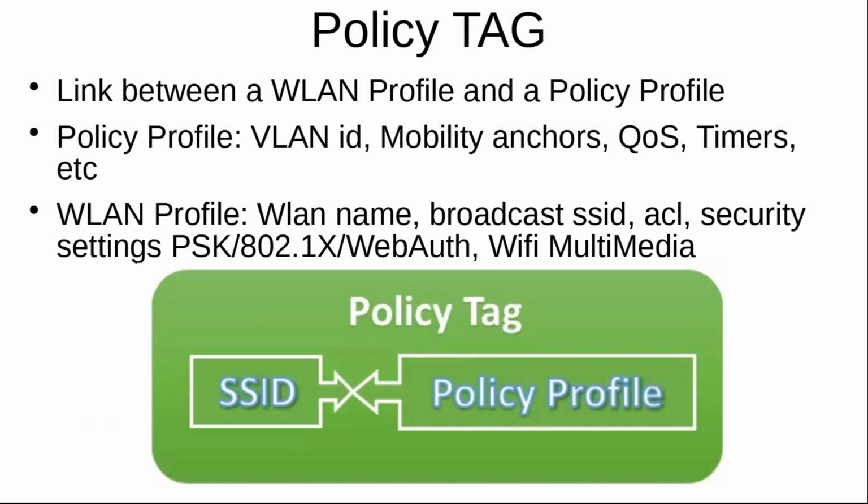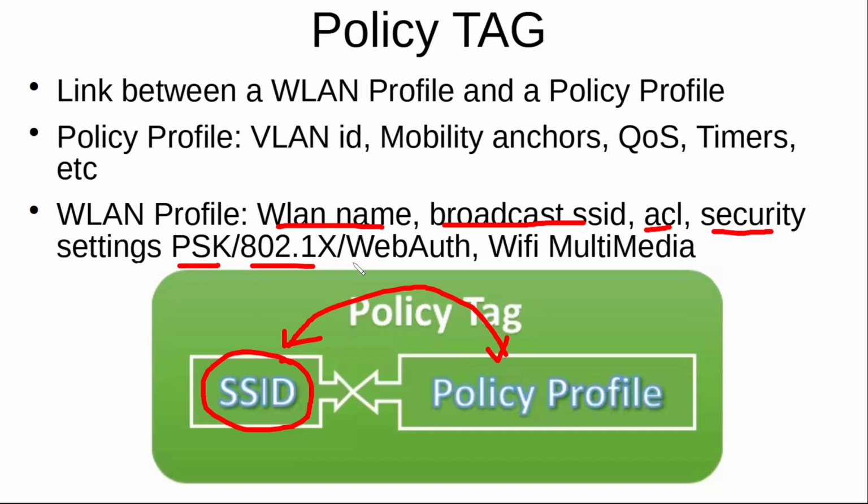The policy tags will link your wireless LAN profile to your policy profile. The wireless LAN profile, also known as SSID, will have, for instance, your wireless LAN name, whether to broadcast the SSID, access control list, security settings. For instance, if you're going to authenticate using pre-shared key, 802.1X, WebAuth, Wi-Fi Multimedia settings, and so on. And the policy profile will include the VLAN ID, mobility anchors, quality of service settings, timers, and so on.